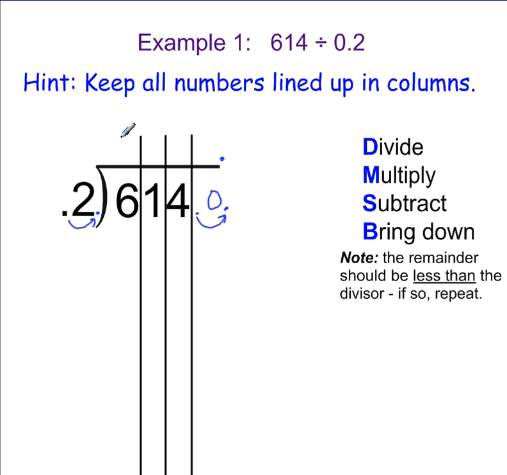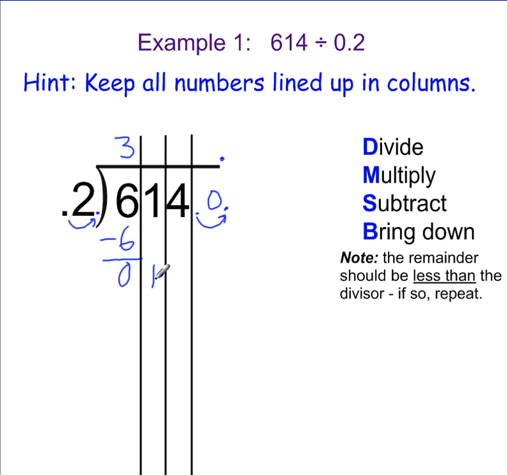2 divided into 6 goes 3 times. Now we multiply. 2 times 3 is 6. Step 3 is to subtract. I get a remainder of 0. That's good. This remainder always needs to be less than the divisor. I bring down, and now I need to divide again.